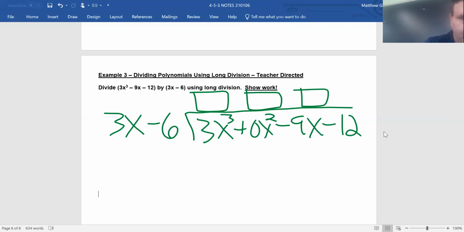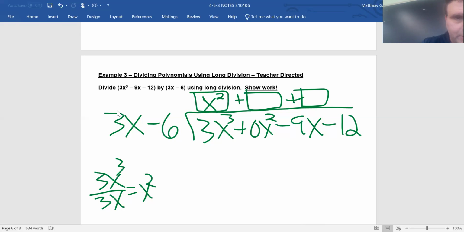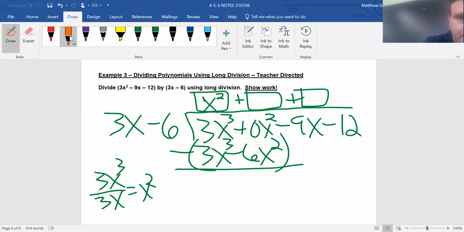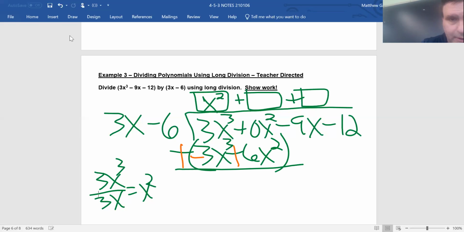So 3x cubed divided by 3x is x squared. X squared times 3x minus 6 is 3x cubed minus 6x squared. We're going to subtract vertically, so we change the signs. And 3x cubed minus 3x cubed cancels, leaving 0 and 6x squared. Bring down the minus 9x because your divisor has two terms.